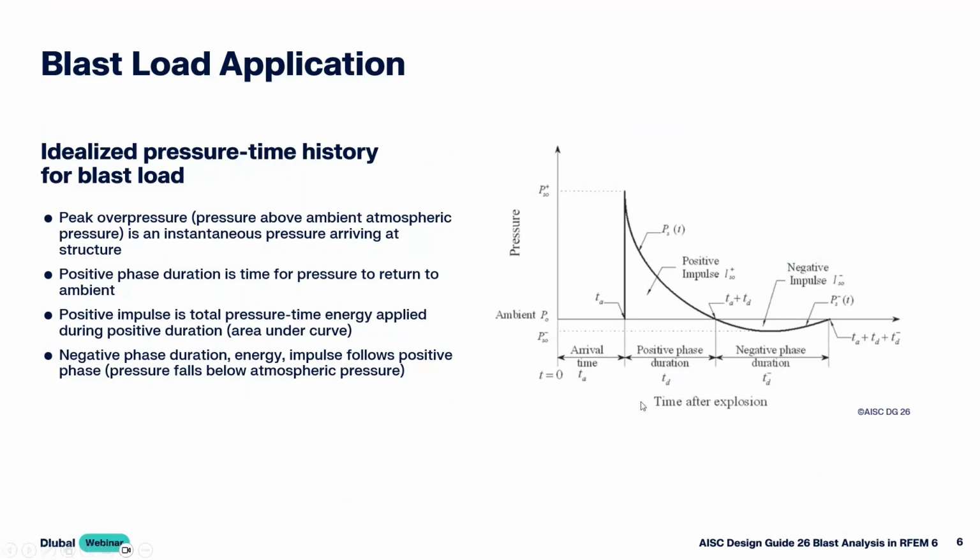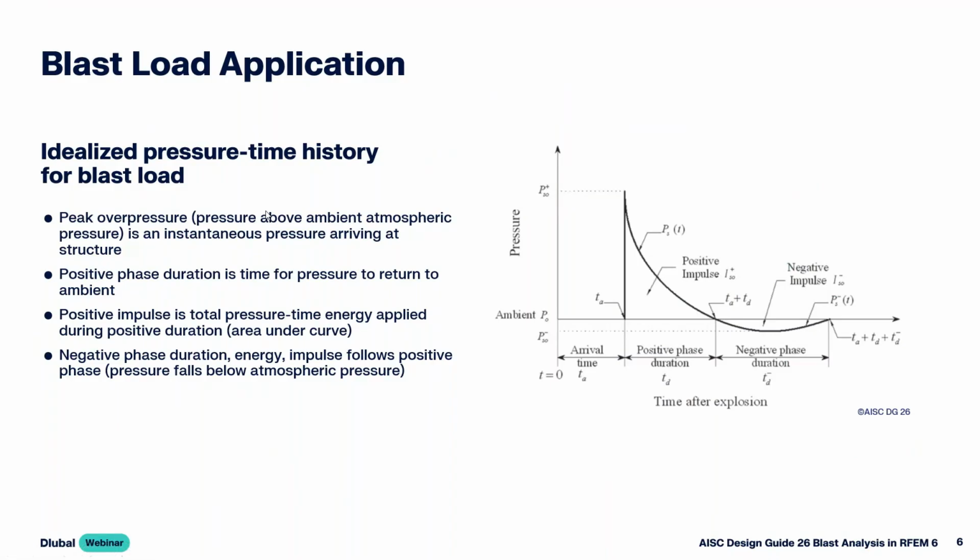Over here on the right-hand side is taken directly from the design guide. So we want to talk about a few of these variables that go into creating this diagram itself. And we start off with the peak overpressure. This is going to be the pressure above the ambient atmospheric pressure, hence the name overpressure. And this is an instantaneous pressure arriving at the structure. So we have this blast load taking place at time equals 0. It takes some time for the blast wave to reach the structure. So we have our time of arrival, and then we see this instantaneous rise in pressure on the structure itself.